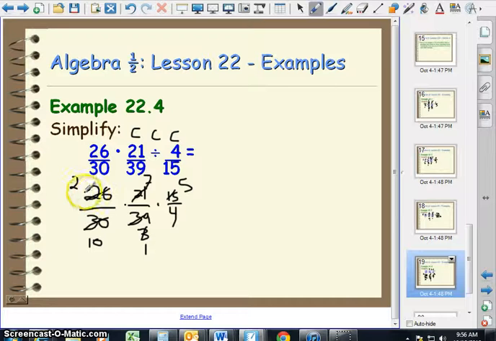Now, let's see if we can reduce anything else. What about 2 and 4? Well, yeah, that's going to become 1. And 4 is going to become 2. Let's check up and down. So 1 and 10 do not. 7 and 1 do not. 5 and 2. So I've done all my reductions. So I'm left with 35 over 20.